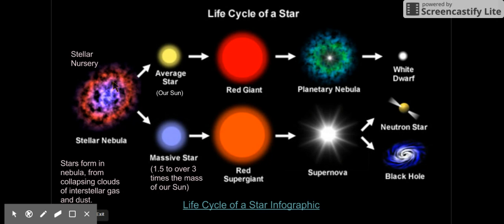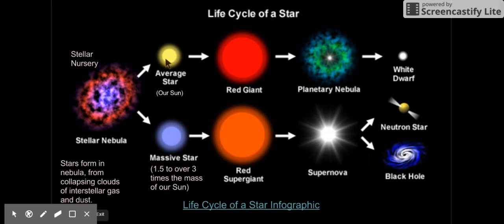Typically, we start out with this stellar nebula. This is a great big cloud of gases. And over time, gravity pulls this gas together until eventually it gets tighter and tighter and tighter until it gets hot. And it gets so hot that you actually start this process of fusion. It is several thousand degrees. If it is a little bit of energy, or the average amount of energy, you end up with an average star, such as our sun.